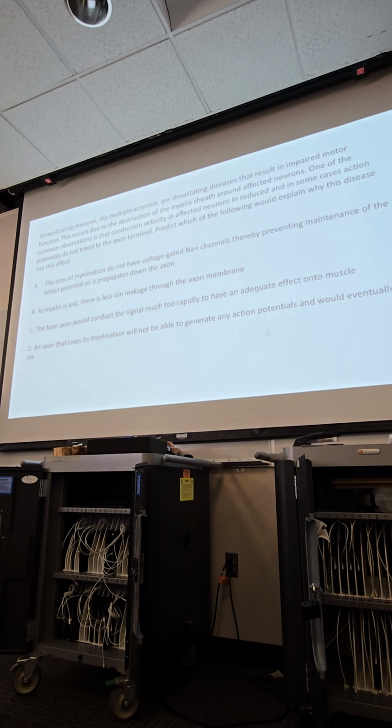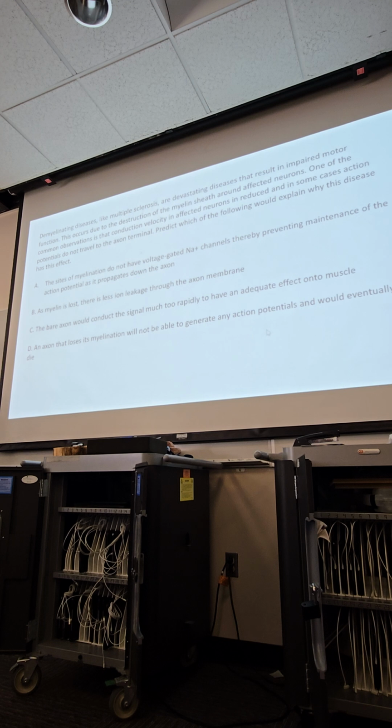All right, if I demyelinate it, it means I've removed some of the myelination. Can I still generate action potentials? Yes, so D is factually incorrect. A bare axon would conduct the signal too rapidly. It would cause the signal to dissipate. So C is factually correct. As myelination is lost, there's less ion leakage through the axon membrane. No, there's more leakage. So that is factually incorrect.